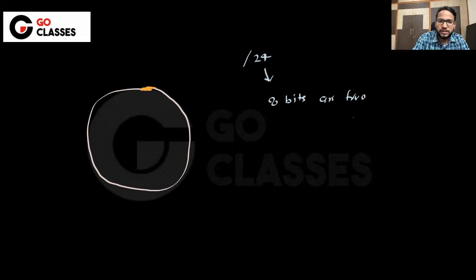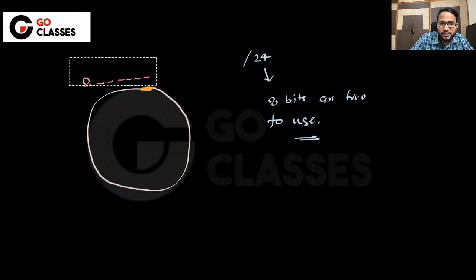Okay, just a second. So 8 bits are free to use, aren't they? If I'm saying slash 24, that means 8 bits are free to use. Now suppose out of those 8 bits I fix the initial 0. Then these are the 1, 2, 3, 4, 5, 6, 7 bits that are again free to use, but I'm just fixing the initial 0. Then it means I'm dividing my network into two parts.